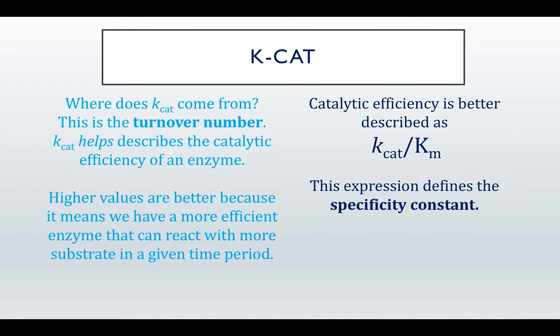Like I said, kcat is not necessarily catalytic efficiency, but it's very closely related. It does help describe it. Catalytic efficiency is better described as kcat over Km. This expression defines the specificity constant, and this is important because it allows us to compare enzymes across the board. So we can compare different enzymes and concentrations, not just one reaction, and ask: is this enzyme more efficient than this other enzyme in this situation? But just remember kcat over Km, not the other way around. Remember, Km is not a rate, but kcat is a rate constant, okay?